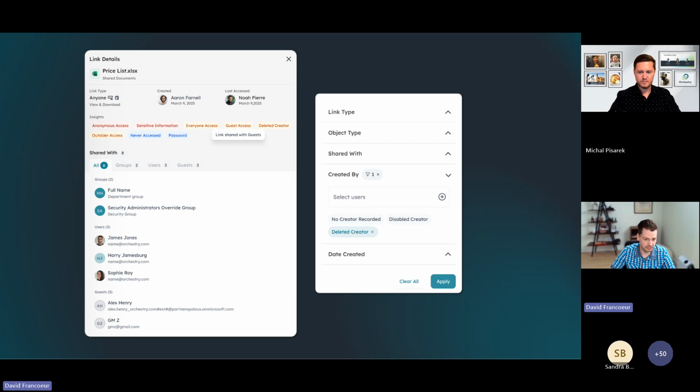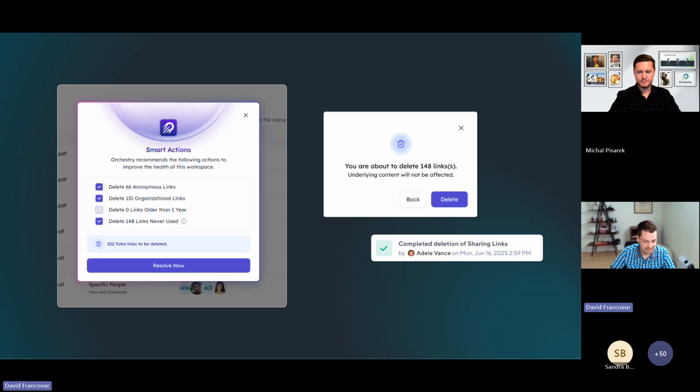But one of the things that we heard from many customers in the early access was, where should I even begin with this? I have so many links, where should I start? And that's why we launched Smart Actions within this, and it's going to be coming out in other features as well, which is a one-click resolution that you can perform at scale across your workspaces, where we can say, here, look, you've got this many anonymous links, this many organizational links, a bunch of old links, and a bunch of links that have never, ever been used by anyone.